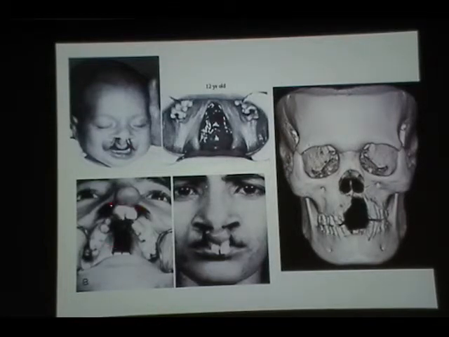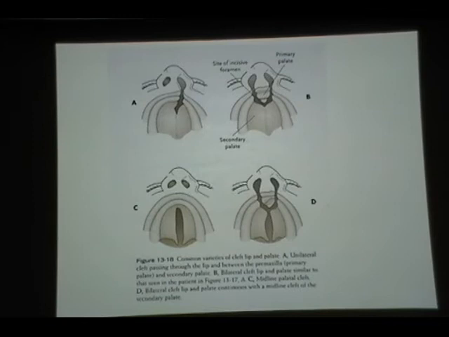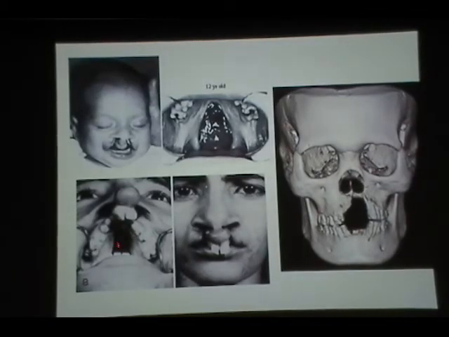This individual, you can see this primary palate completely separated from the secondary palates. And also the hard palate itself didn't form. So these are the alveolar processes of the maxilla. This is the primary palate.